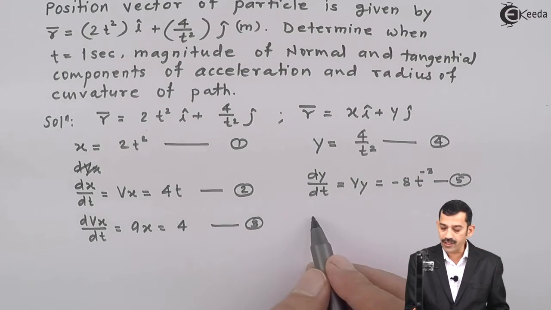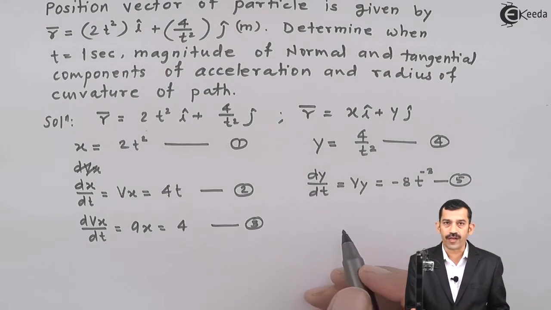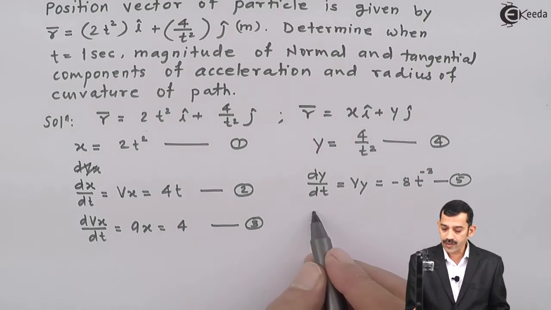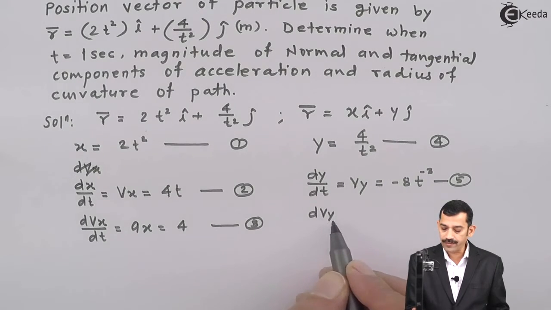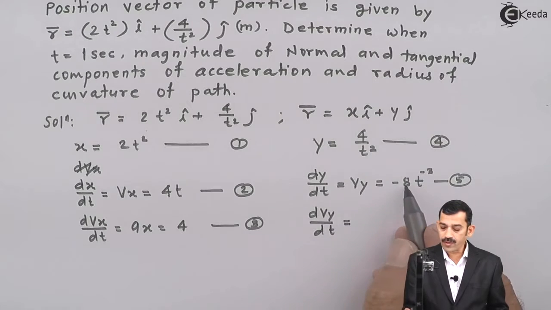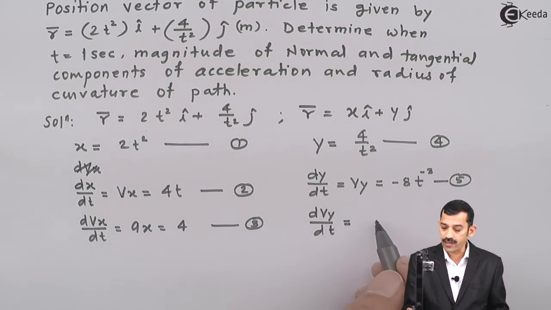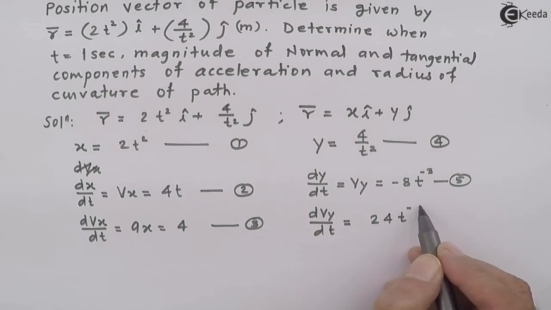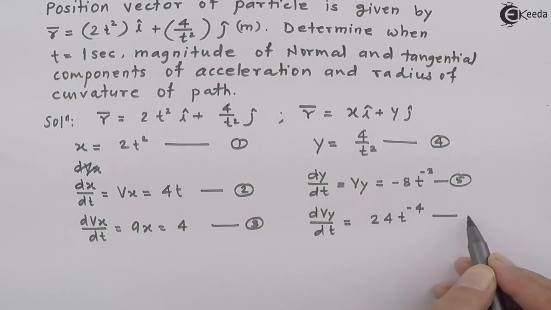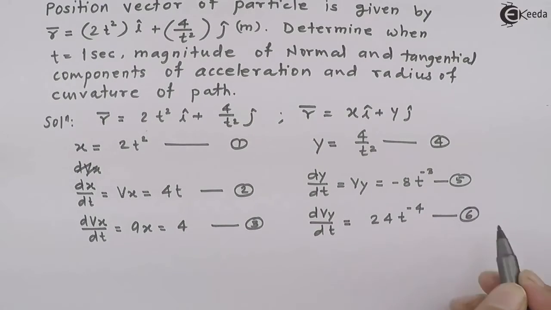Again, if we differentiate velocity component Vy with respect to time t, what will we get here? dVy upon dt equal to minus 8 into minus 3 comes out to be 24, and t raised to minus 3 minus 1, that means minus 4. This one is equation number 6.